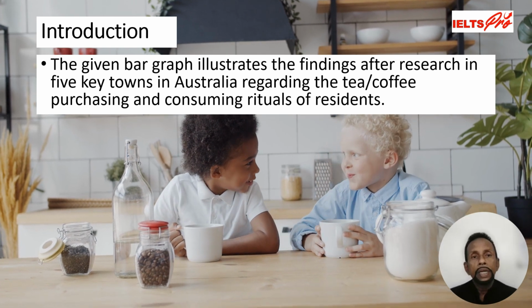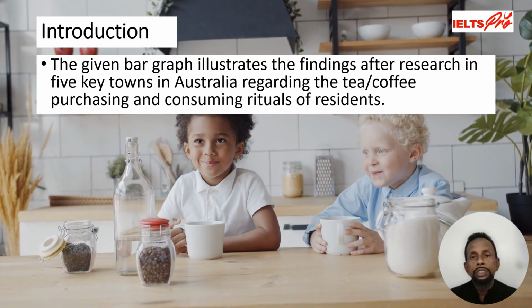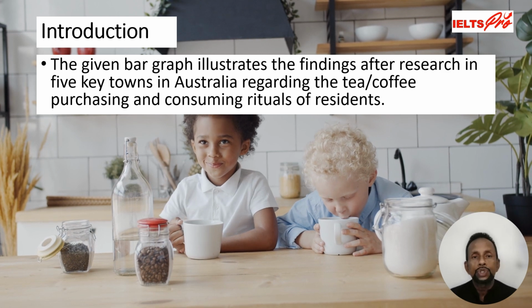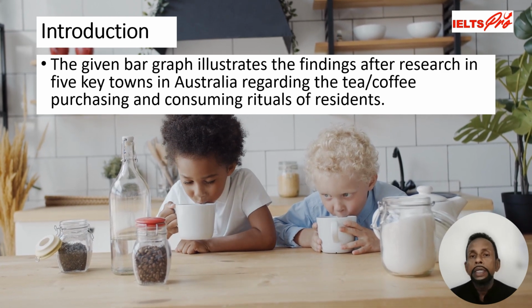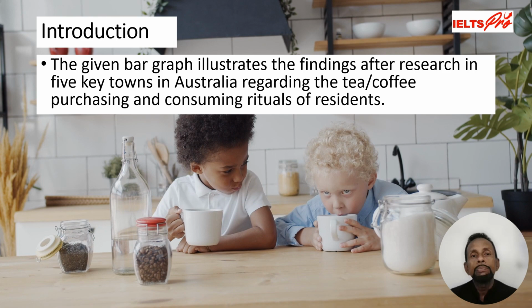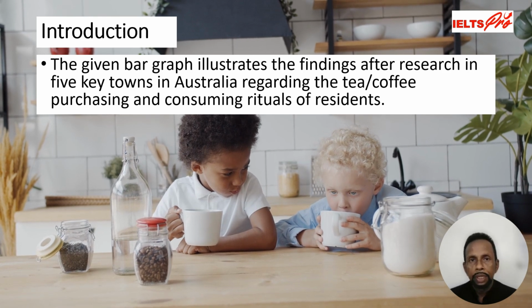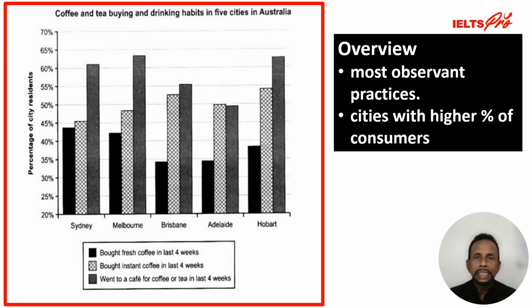The given bar graph illustrates the findings after researching 5 key towns in Australia regarding the tea, coffee purchasing and consuming rituals of residents. Here we can see in each city, when people needed coffee, mostly they have gone to a cafe. In Adelaide, you can see a difference, but it is negligible as it is not a measurable difference to create a considerable impact.